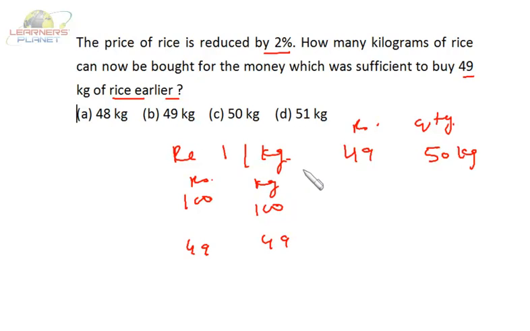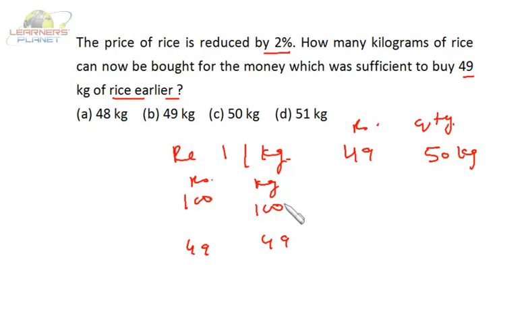The initial price is ₹1 per kilo. That means for 100 rupees we were to buy 100 kilograms. Now that means 49 kilogram rice we were buying for 49 rupees. We have to find out now, after the reduction of price, how much quantity can be bought for 49 rupees. So now we have 49 rupees and the price reduction is 2%.